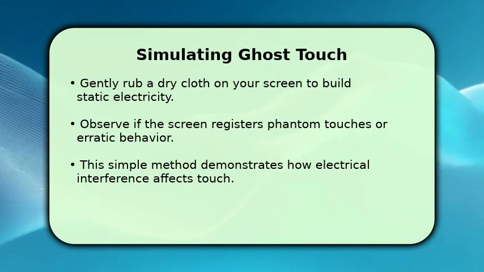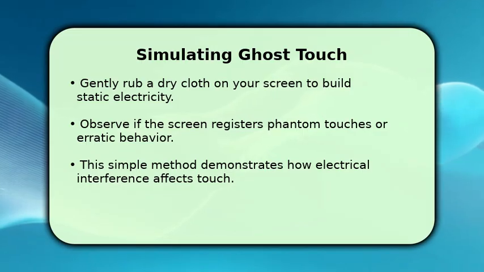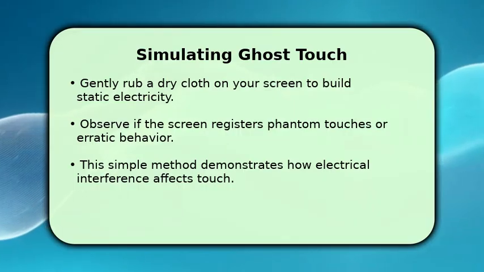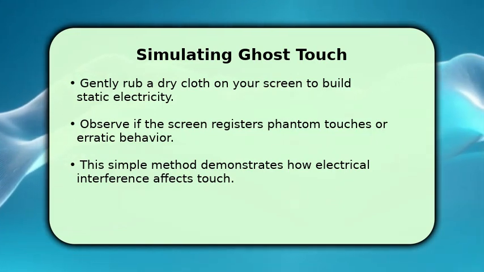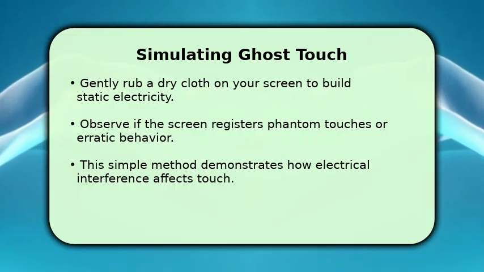To safely simulate Ghost Touch for understanding, you can try a simple method. First, ensure your device is clean and dry. Then, gently rub a dry, soft cloth across your screen for about 10 to 15 seconds. This action can build up a small amount of static electricity on the screen's surface. Observe if your device registers any phantom touches or exhibits erratic behavior without you physically touching it. This demonstrates how external electrical interference can confuse the touch panel.